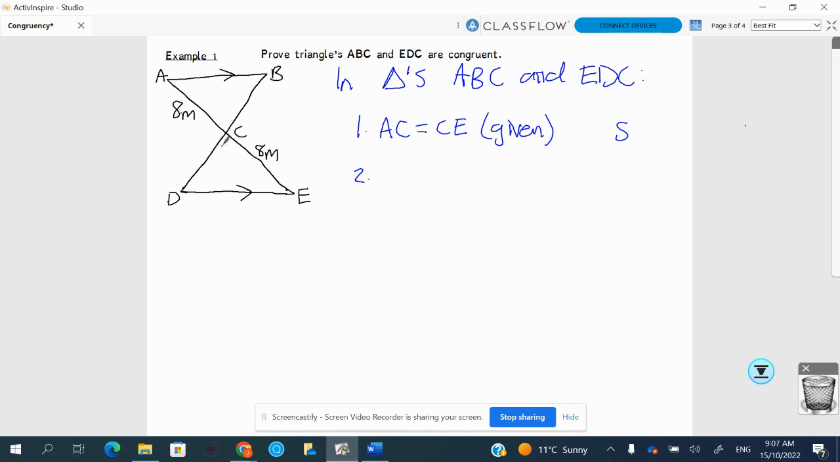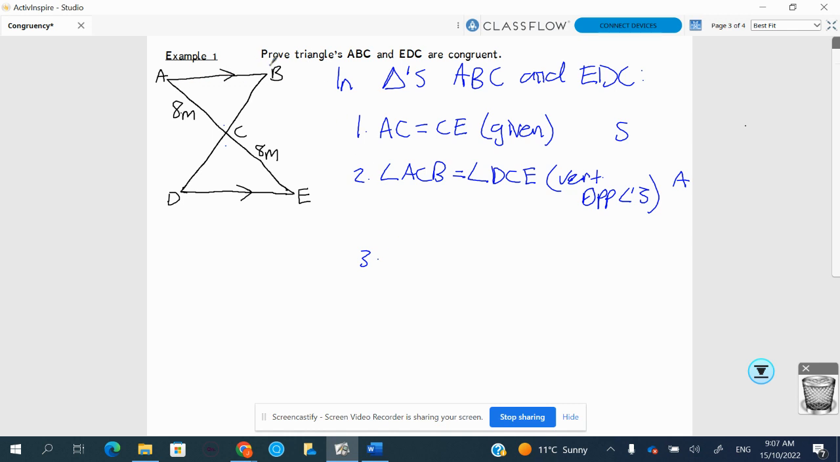Well, we know that vertically opposite angles, so this angle here and this angle here, are going to be equal. So I'm going to say angle ACB is equal to angle DCE. And the reason is because they are vertically opposite angles. Okay, so now we have S and we have A. Third statement, what else can we say?